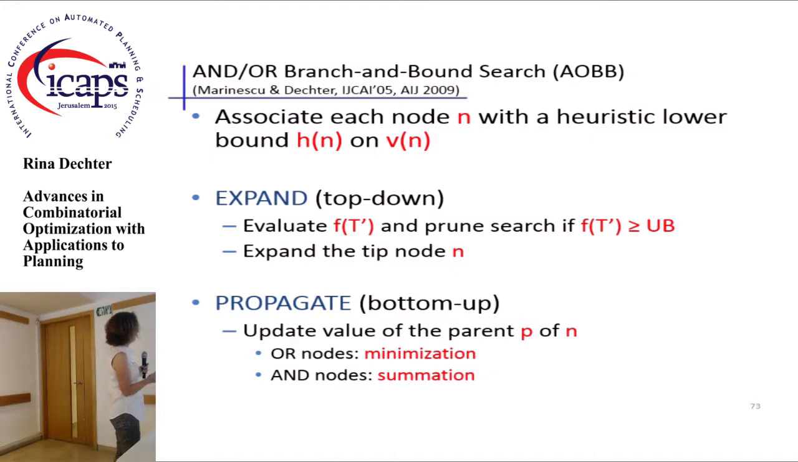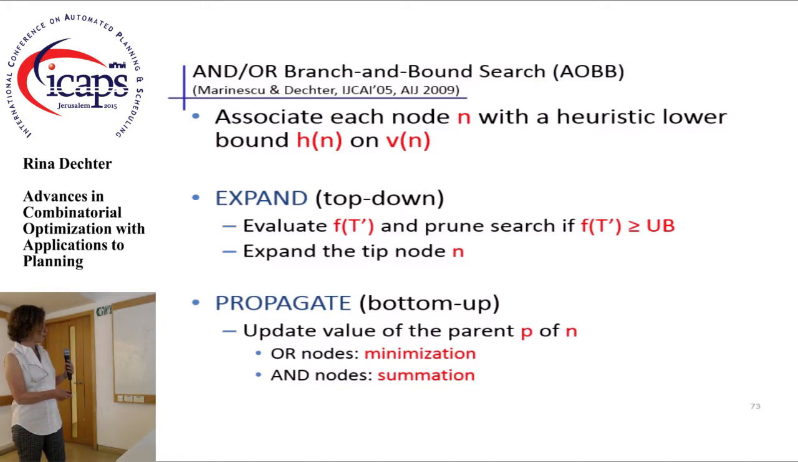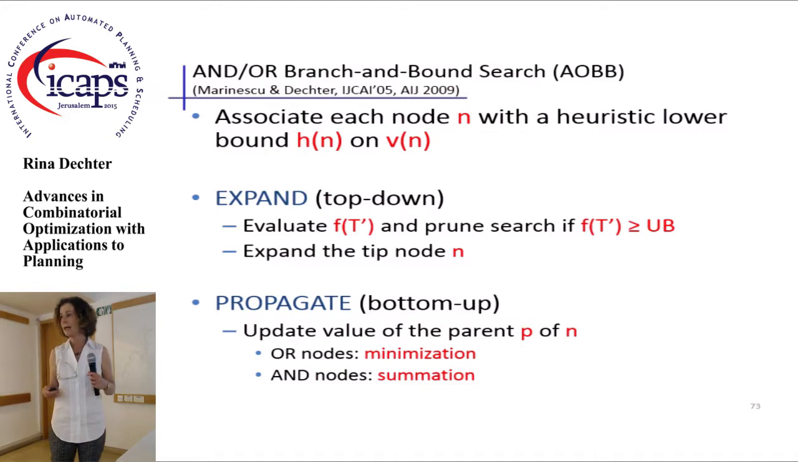In general, for branch and bound, we associate each node n with a heuristic lower bound on the value of the node, and we evaluate the value of the current extension, and we prune. Otherwise, if it's not pruned, we expand the tip. Namely, if the evaluation function is larger than the upper bound, we prune; otherwise we expand and we continue. To evaluate, we have this bottom-up process that we need to do to evaluate the value of a tree. We update the value of a parent by minimization for OR nodes and summation for AND nodes. And that's the general scheme.